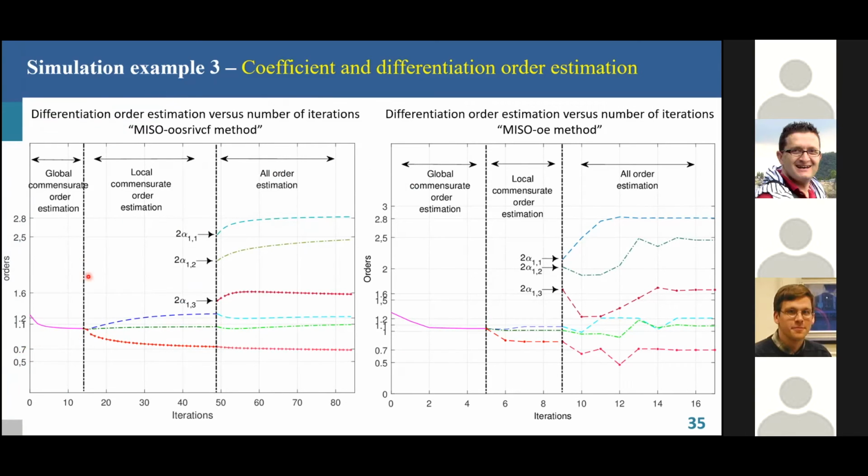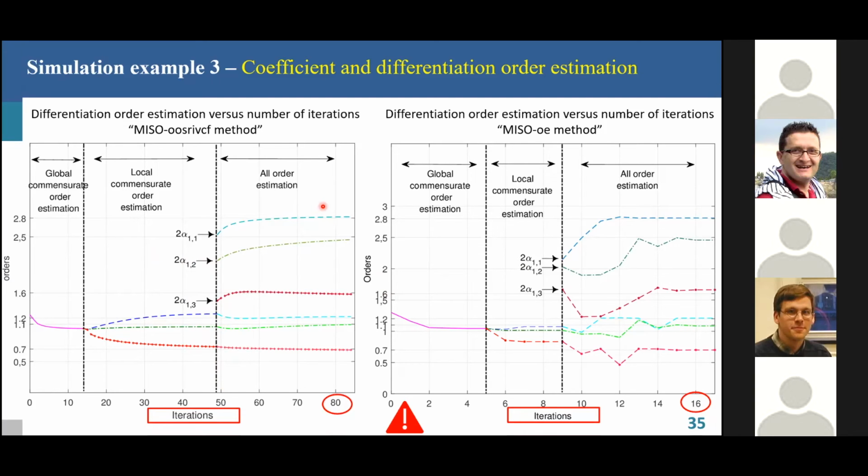Then we're gonna estimate three local S-commensurate order for both methods. And with this initialization, we're going to use it to estimate all the differential order. And we can see that for both methods, we had converged to the true parameter. You can see also the same thing for this method.